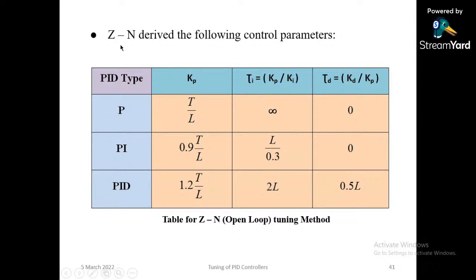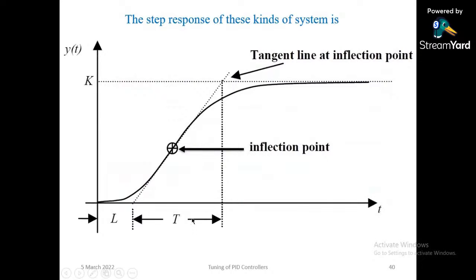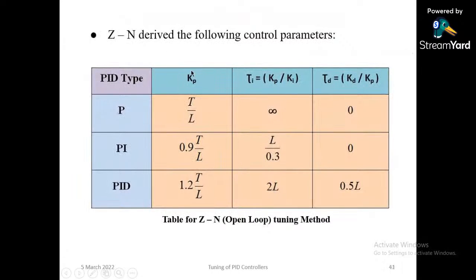Now Ziegler-Nichols said that now use this table. हा table वापरा to calculate value of Kp, Ki and Kd. But for PID controller, Kp is given by 1.2 times T by L. You need to calculate the values of K, L and T. स्टेप रिस्पॉन्स काढून घ्या आणि आधी हे K, L आणि T ची व्हॅल्यू काढून घ्या. Here K, L and T are now known to you. Using these values you can find Kp, tau I and tau D. Use this table now.